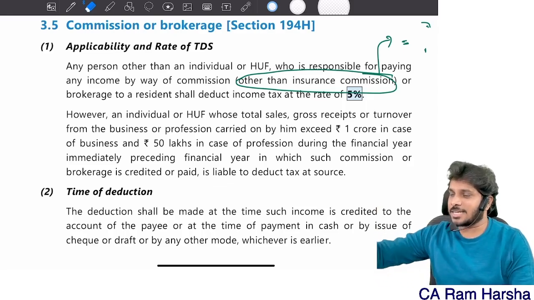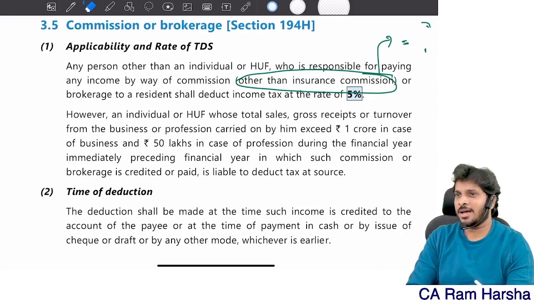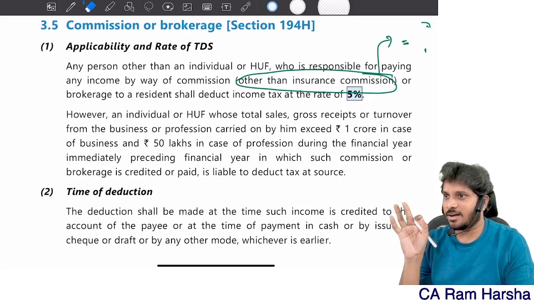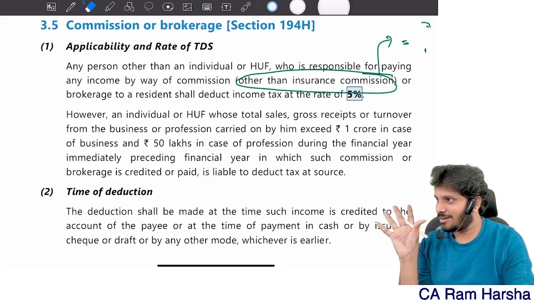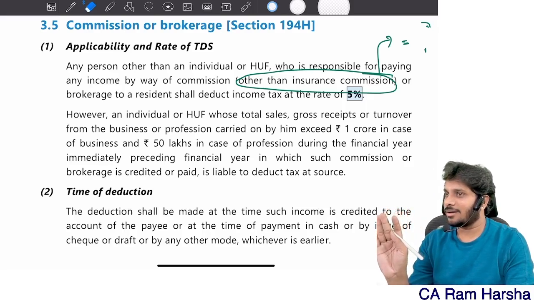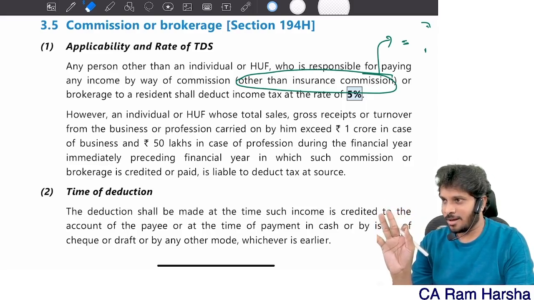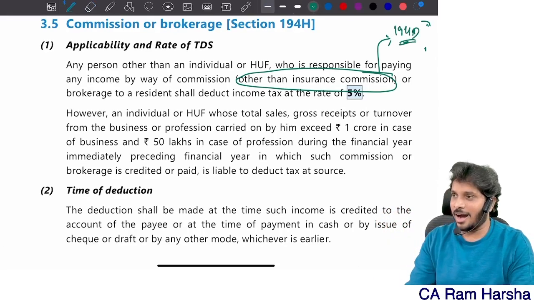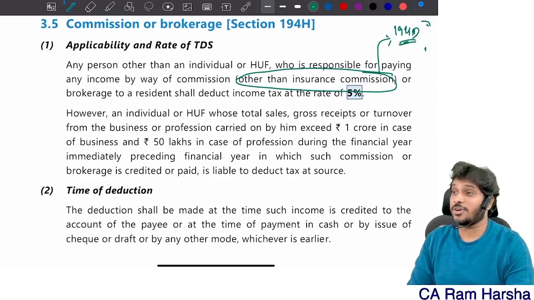Commission on lottery tickets. Yes. Commission on lottery tickets. Then insurance commission. Delhi, D only, na? Correct only. Fine. 194. 194 is dividend.